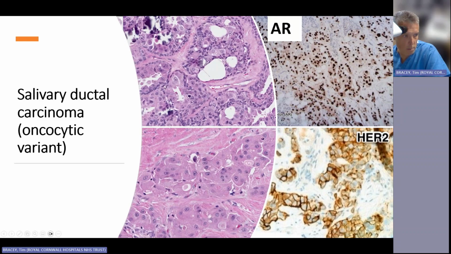Sometimes they do have an investing myoepithelial layer in areas, sort of an intraductal component, but the majority of the tumor around the edge was truly invasive like that. And again, we've got positive androgen receptor and HER2 immunohistochemistry.